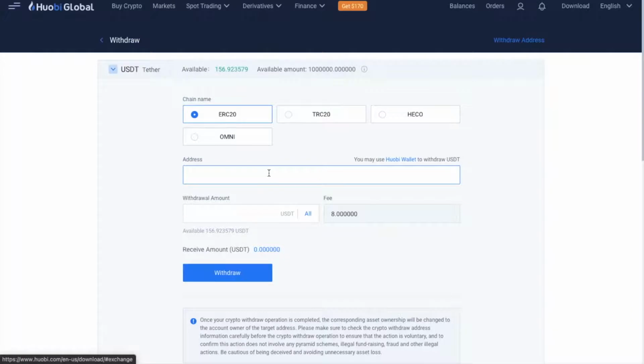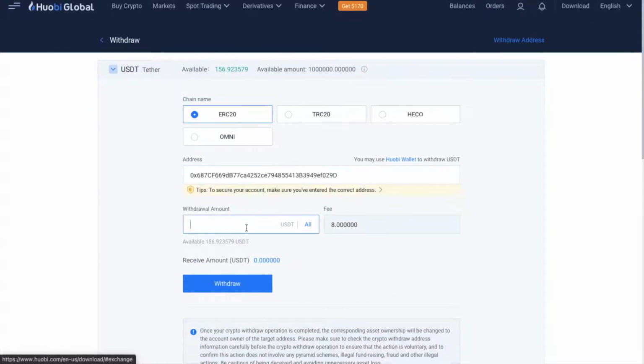So in the address section, you're going to be pasting in the withdrawal address where you want to send your crypto to. And this will be your receive address over on your wallet or the exchange or the platform that you're sending it to. Then you can enter in the amount that you'd like to withdraw, or you can select all. And there's some fees to pay here and some minimum withdrawal limits too. When you're ready, you can then click on to withdraw.